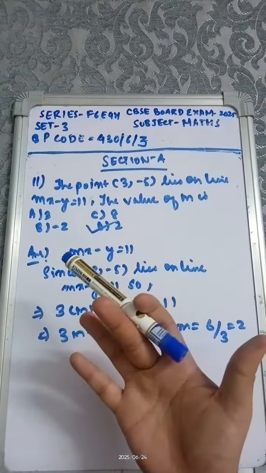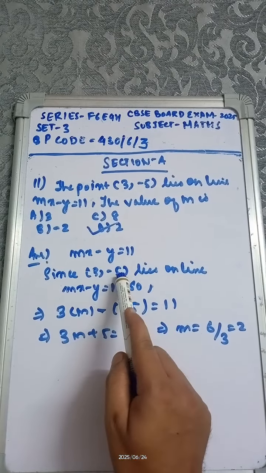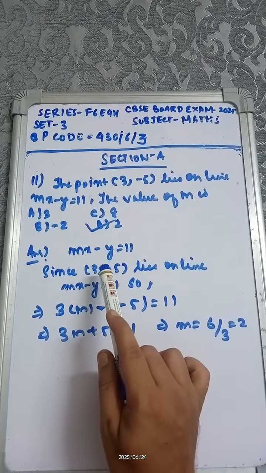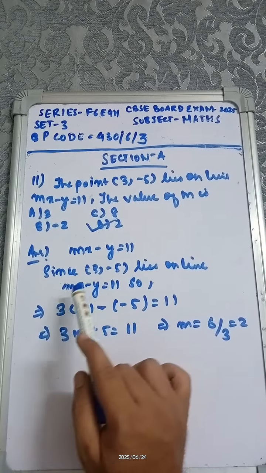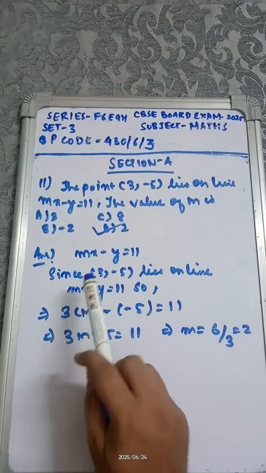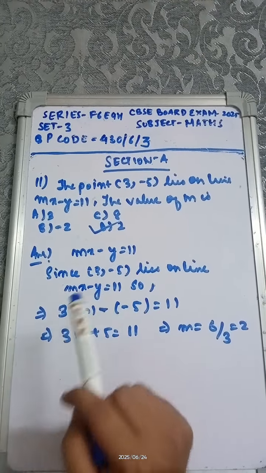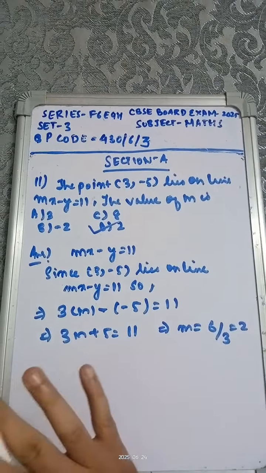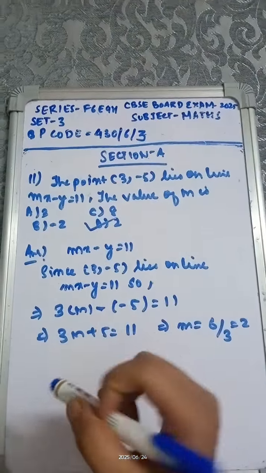But we have already been provided with the information that (3, -5) lies on this line, so it is easy for us. When we put (3, -5) in this particular equation, we'll get LHS equals RHS. Simply putting 3 in place of x and -5 in place of y, we'll get the final answer equal to 2. Just for your information, I am adding an extra thing.